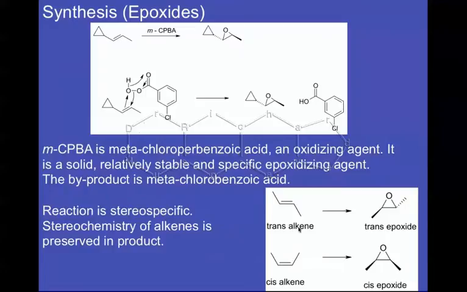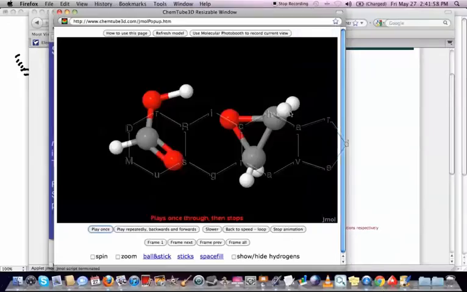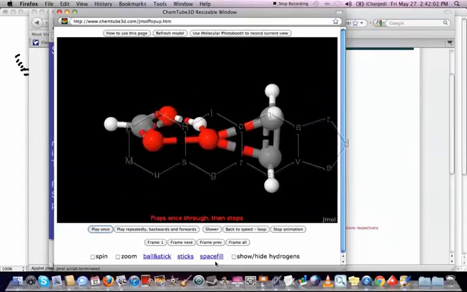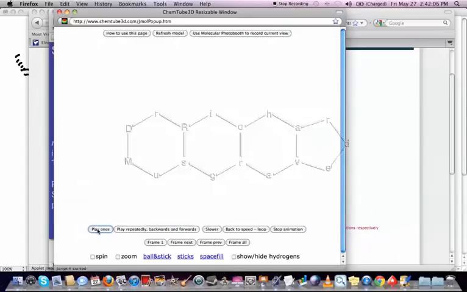Now, the main thing about the epoxide formation is that it is stereospecific. We start off with a trans alkene, we'll end up with a trans epoxide. We start off with a cis alkene, we'll end up with a cis epoxide. And the reason for this is because we have a simultaneous reaction, or a concerted process, going on. So take a look at this animation, and we'll see it again.